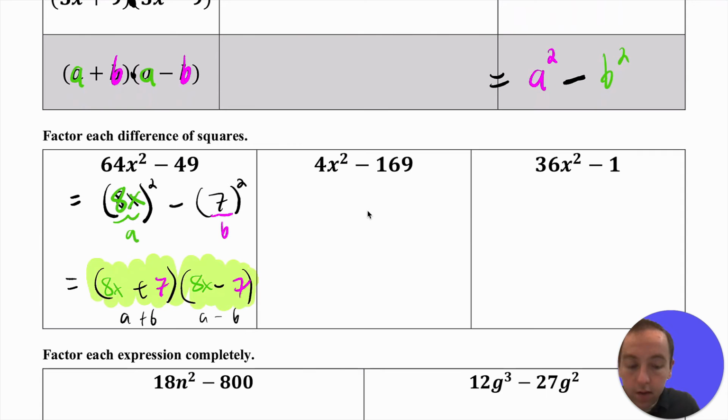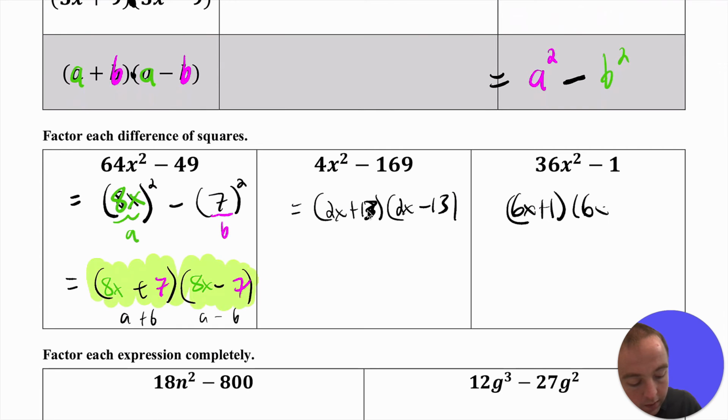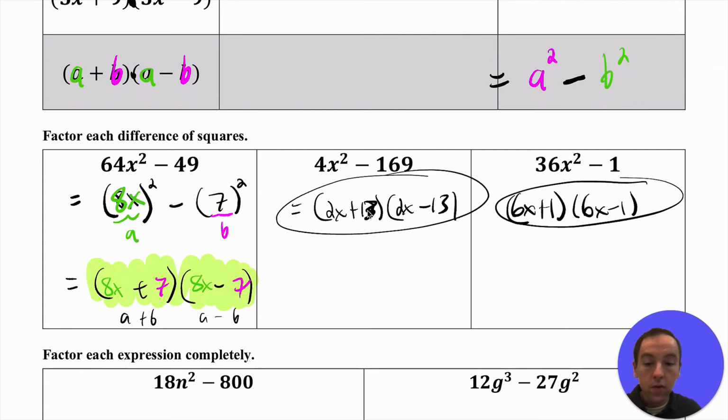The rest of these expressions are pretty much the same. You could probably figure it out: this has to be 2x times 2x and negative 13 plus 13, and of course you cancel out the middles, and you get your 4x squared and the minus 169. And this one ends up being 6x plus 1 and 6x minus 1. So that's a little insight into factoring a difference of squares.